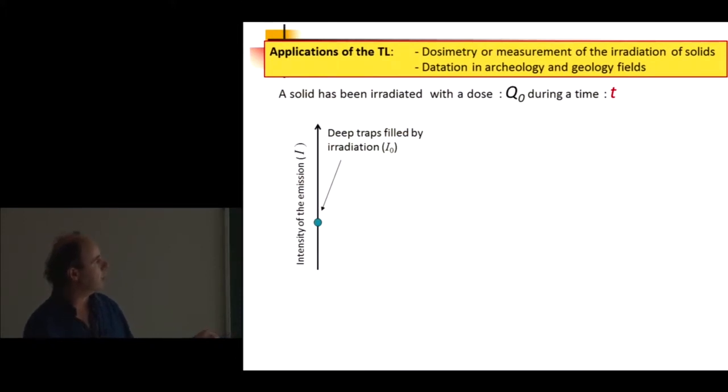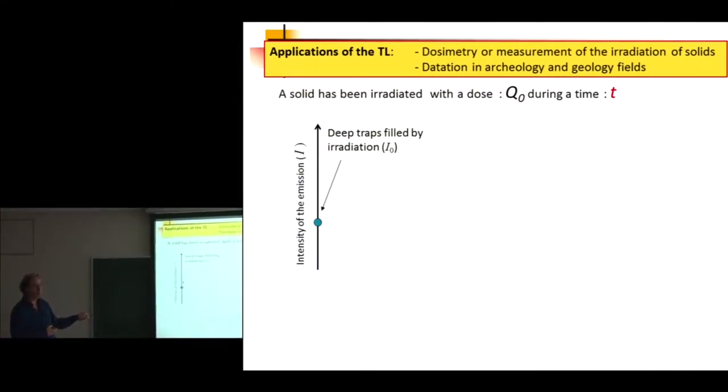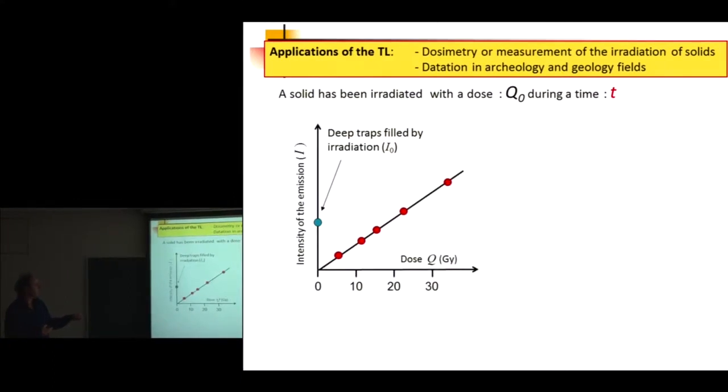The key point for the datation is that you have a solid that has been irradiated with a dose Q0 during a time t. You don't know the time t, it will be the age of the material. So you have the number of traps, and you should use a calibration. Very important is the calibration. Then you know approximately the concentration of traps corresponding to a received dose.